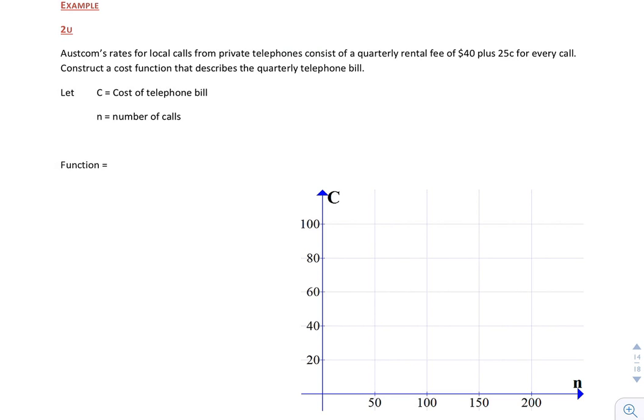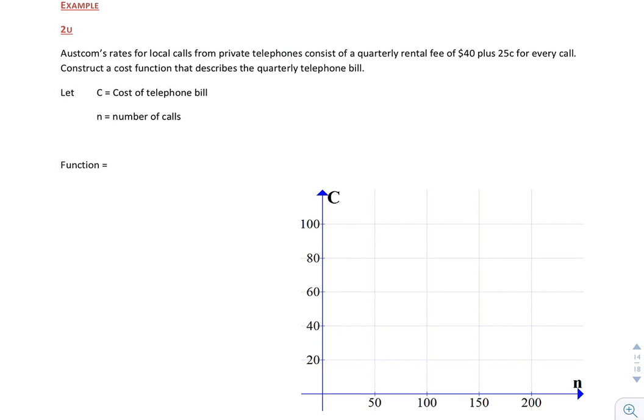Example 2U. Auscom's rates for local calls from private telephones consists of a quarterly rental fee of $40 plus 25 cents for every call. Construct a cost function that describes the quarterly telephone bill.